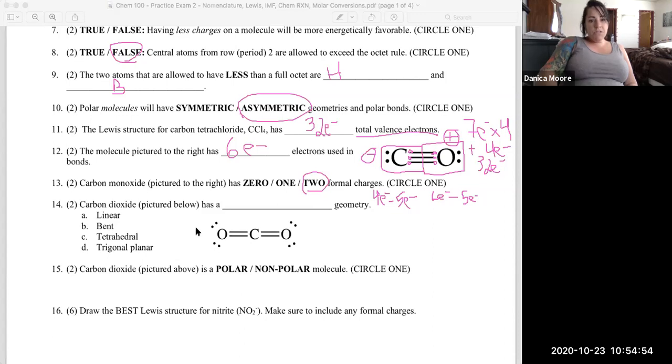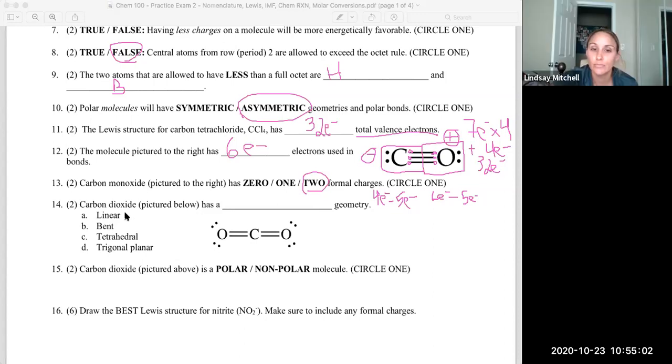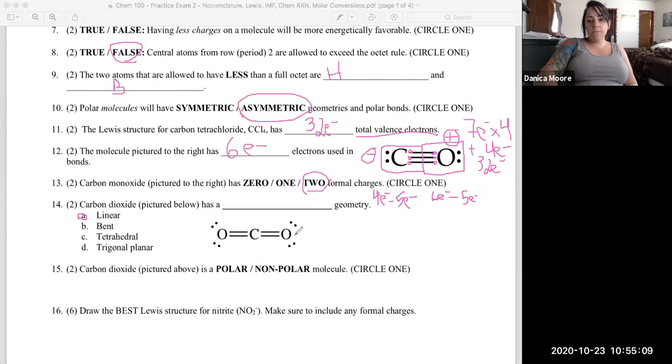Any other questions? Cool. Carbon dioxide has what geometry? Linear. Two attached atoms, zero lone pairs. And just a reminder, even though these are double bonds, we still just count it as one attached atom.